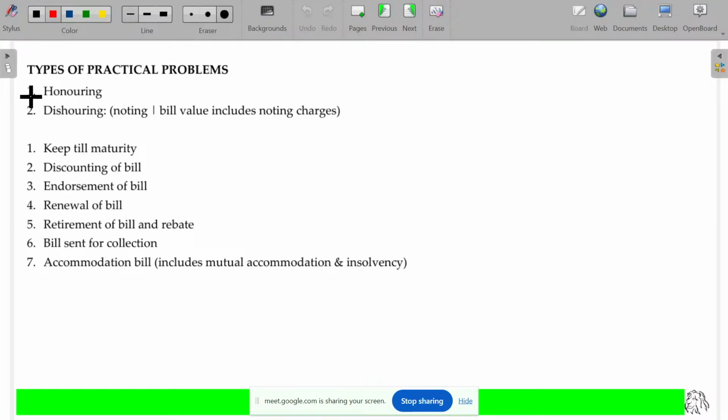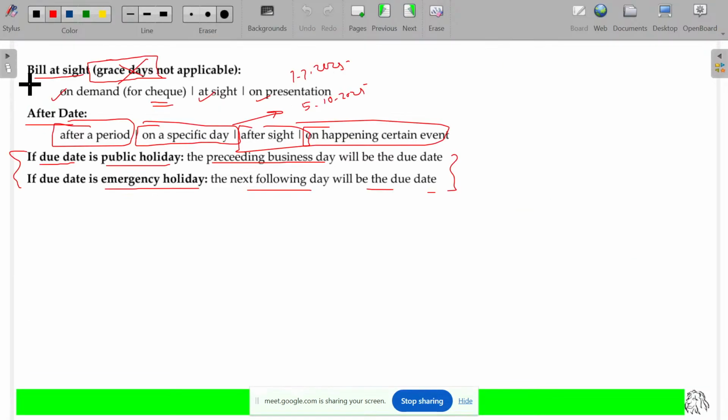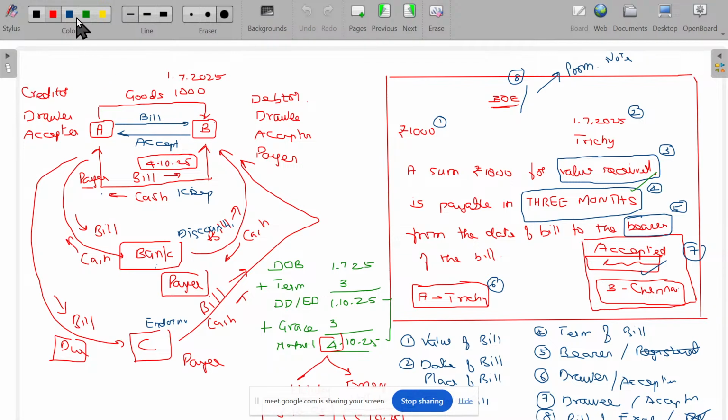Types of practical problems. Okay, usually honoring. Honoring is nothing but on maturity date, B settles the payment. Either it may be to A, or if the bill is discounted with the banker, B will settle the money to the banker. If the bill is given to A's creditor, the payment is done by B to C without any problem.